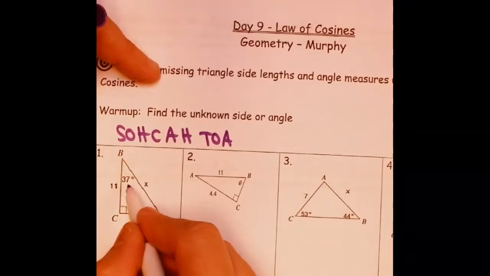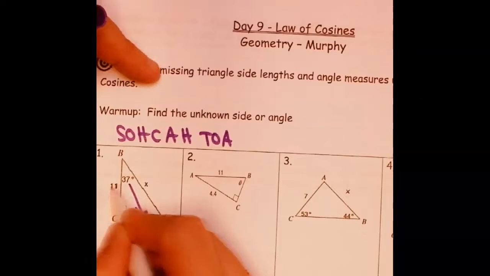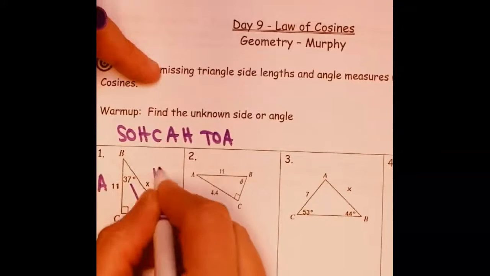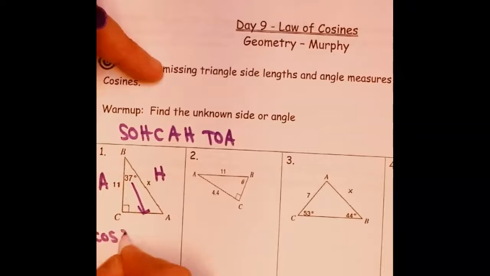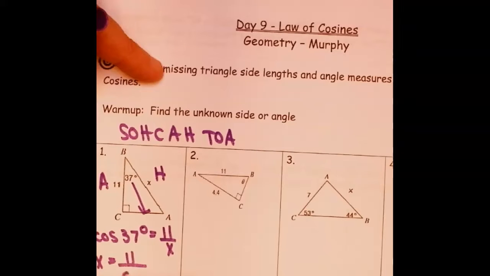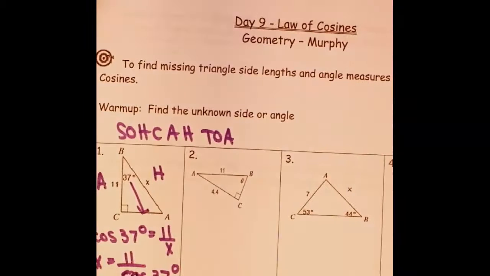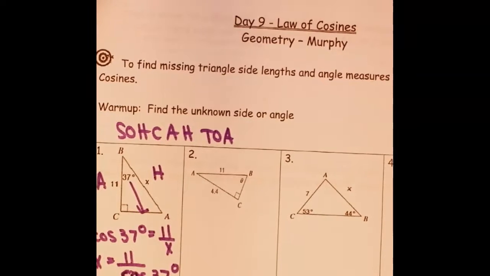So again, here's that angle. This side would be the opposite, so that means this is adjacent, this is hypotenuse. AH would be the cosine. Cosine of 37 degrees equals 11 over x. This is the case where we divide 11 by the cosine of 37 degrees, and we end up with 13.8.